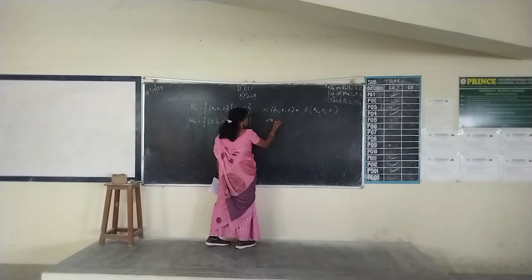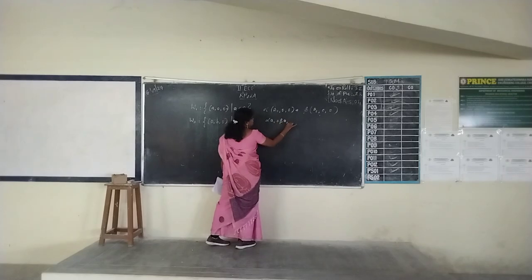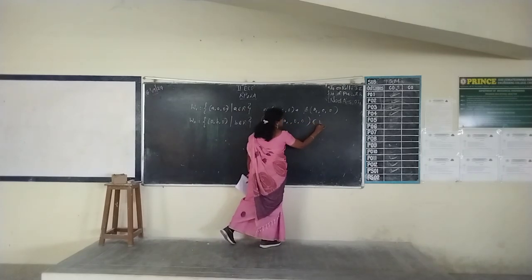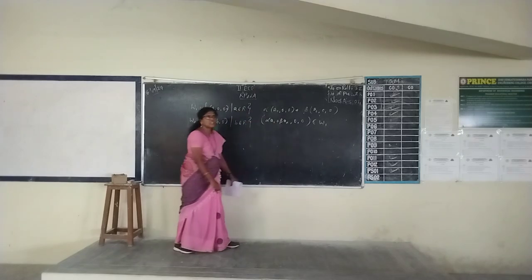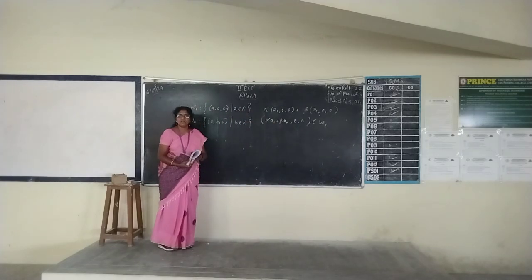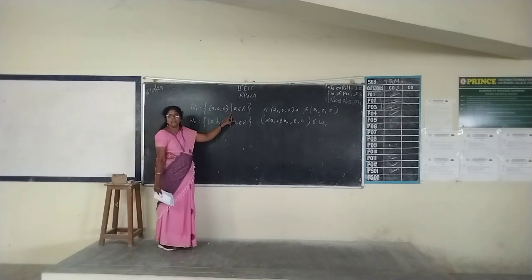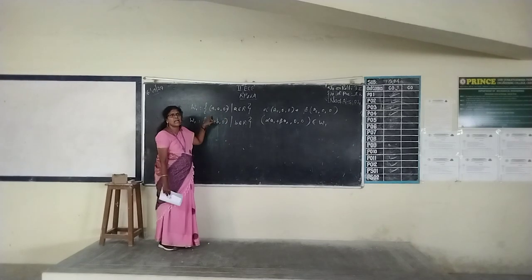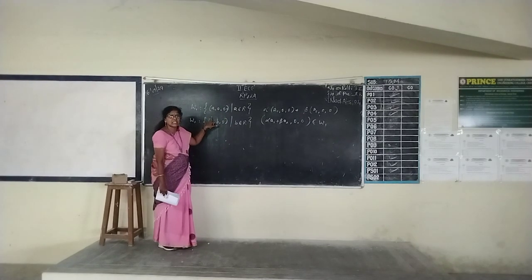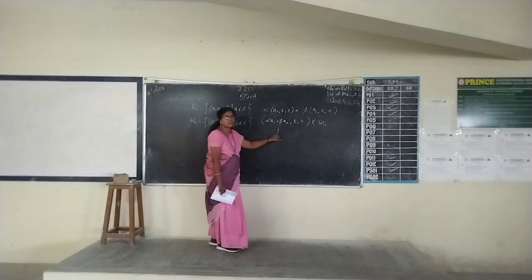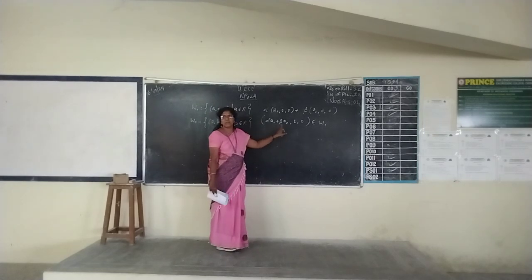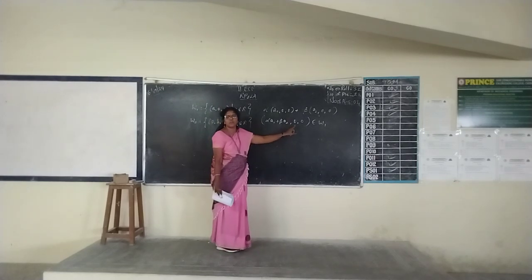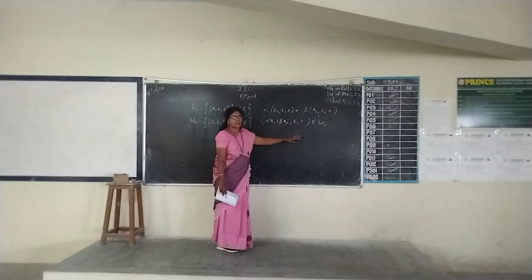Alpha A1 plus beta A2, 0, 0. Whether this belongs to W1 or not? Yes or no? What is the nature of W1? Y and Z should be 0. It should have the element only in the x coordinate. Whether it is satisfied or not? It is having that element only in the x coordinate. What about Y and Z? Same. Whether the condition is satisfied or not? Yes or no? So it belongs to W1.